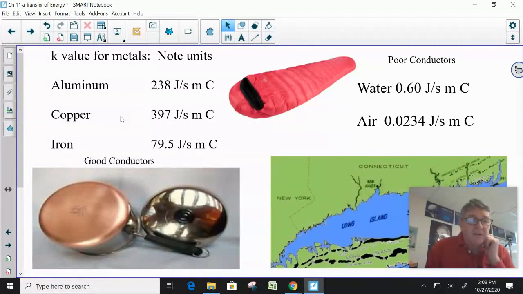So you cook with this material. Sometimes you don't want things that conduct, you want them to insulate. So sleeping bags are mostly made up of air, because air has a very low energy per unit time transfer rate. So air is actually a really good insulator. Water is also a very good insulator.